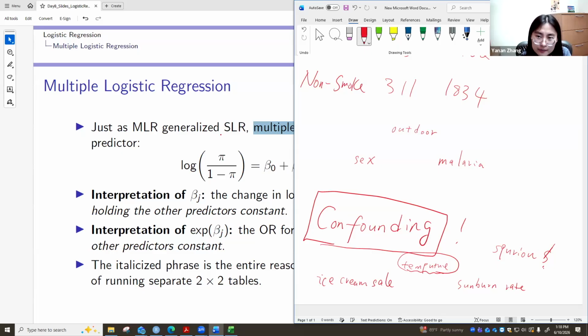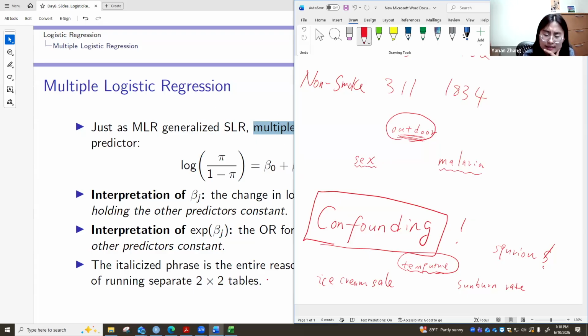outdoor occupation could be a confounder, right? Males tend to be more likely to have outdoor types of work, and outdoor means a higher probability of exposure to mosquitoes. And we know mosquitoes are how malaria spreads, right? So again, the relationship we found between sex and malaria is confounded by the outdoor types of work. Okay, so here's another example of confounding.